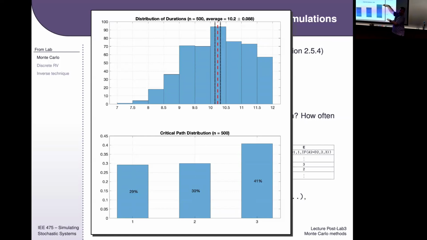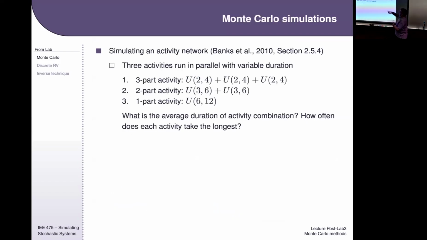And if you think about it, that should make a lot of sense, because even though all of these activities have the same mean, for the three-part activity, in order for you to hit 12 minutes, you have to independently hit 4 minutes in all of these activities. But these activities are unrelated to each other. So if you get 4 minutes here, it's unlikely you're going to also get 4 minutes here and 4 minutes here. And that's why the central limit theorem works.